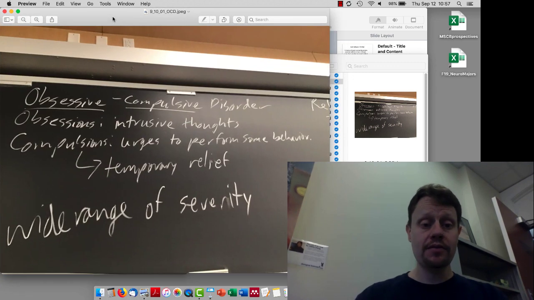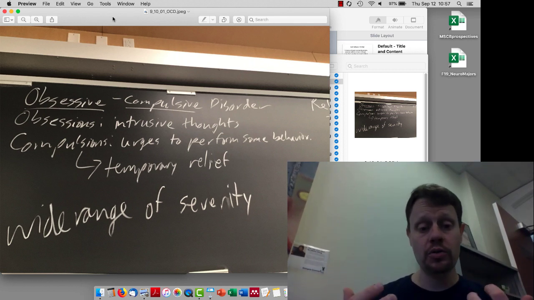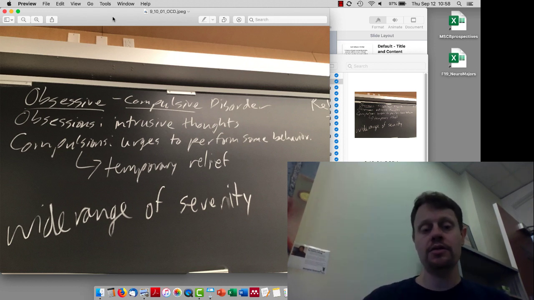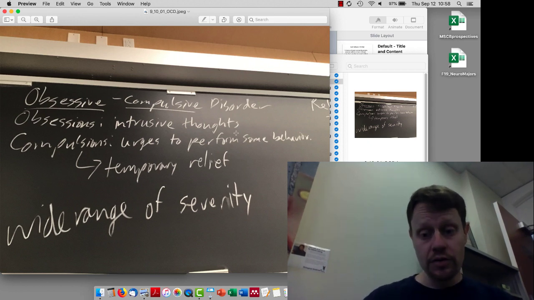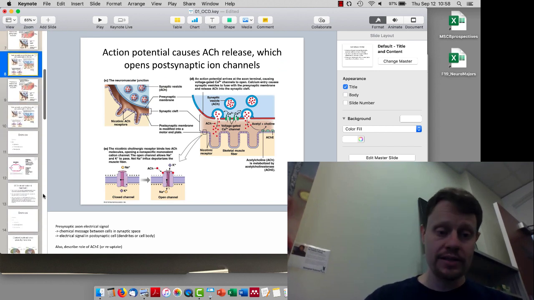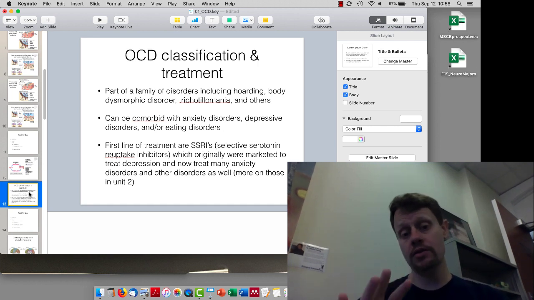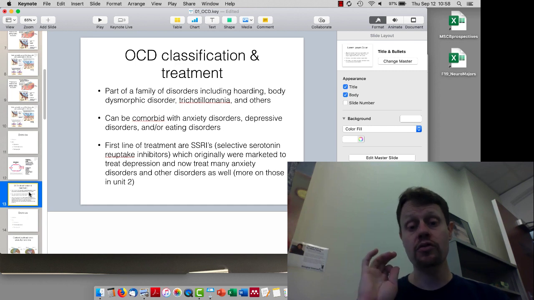We then moved on to talk about obsessive-compulsive disorder, obsessions and compulsions, the cycle between them, and the temporary relief that the compulsions provide. We also discussed how, as with every disease we're going to talk about this semester, OCD comes with a wide range of severities. Some of the treatments for OCD manage some of the anxiety, which is just a part of the symptoms, including SSRIs. We'll talk a lot more about SSRIs when we talk about major depressive disorder.